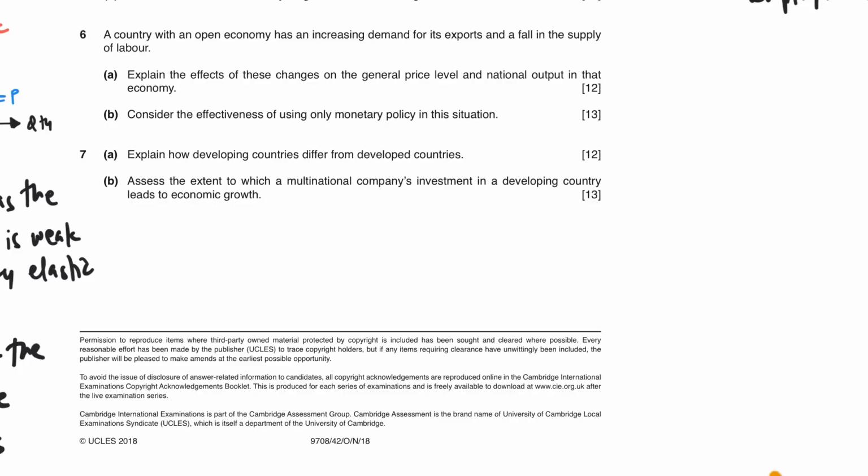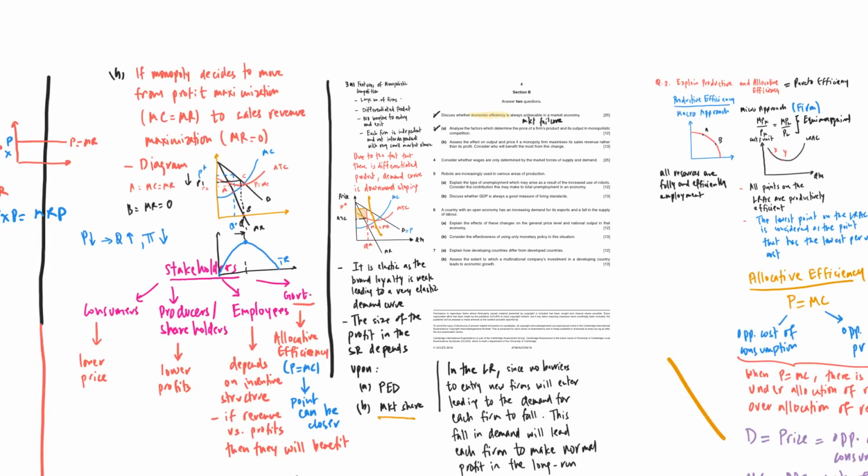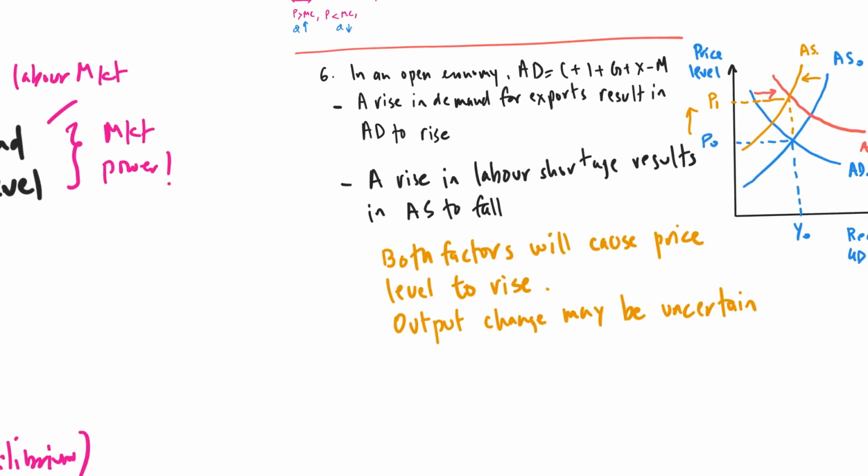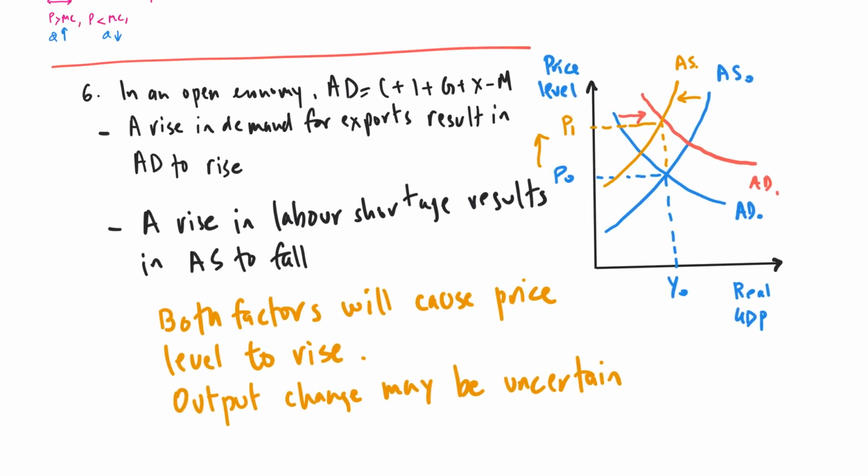So, in this case, we talk about how two things happen. First of all, there is an open economy, so AD is equal to C plus I plus G plus X minus M. A rise in demand for exports will take place, which will make the AD curve shift to the right. As I showed here, AD0 will go to AD1. A rise in labor shortage results in AS falling, and ultimately you can see this, the price level will definitely go up. What will happen to output? Well, it will be uncertain depending on the magnitude of the changes in AD and AS. Both factors will cause the price level to rise, but output may be uncertain.